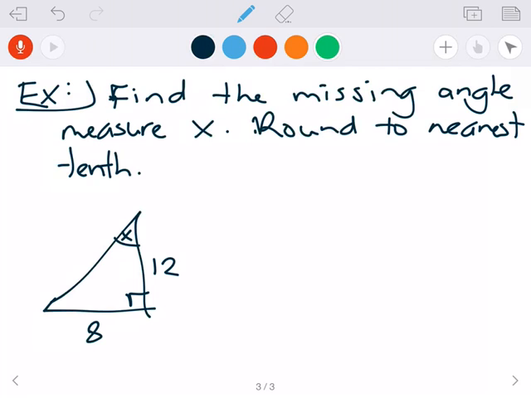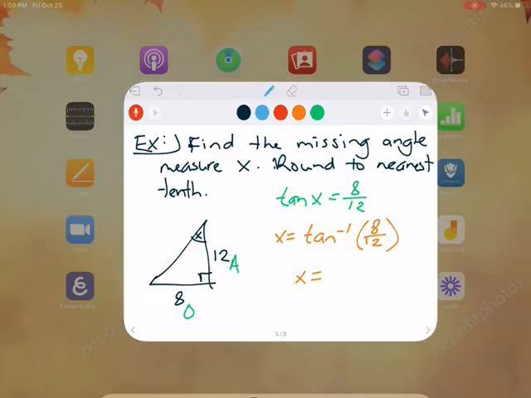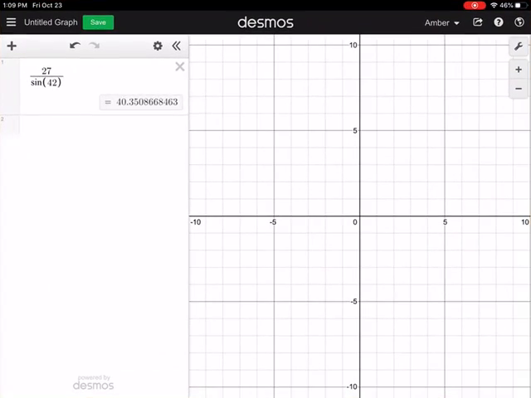So in relation to x, we are given the opposite side and the adjacent side. Opposite and adjacent go with tangent. So we would say tangent of angle x is equal to opposite being 8 all over the adjacent being 12. In order to solve when you're missing the angle for x here, you go to Desmos and you type in tangent inverse of that quantity 8 divided by 12.